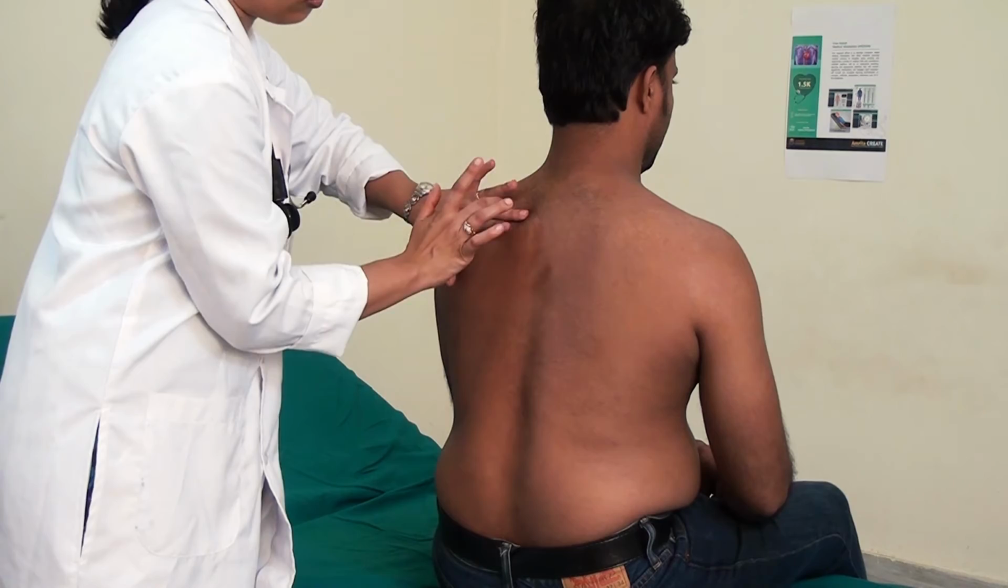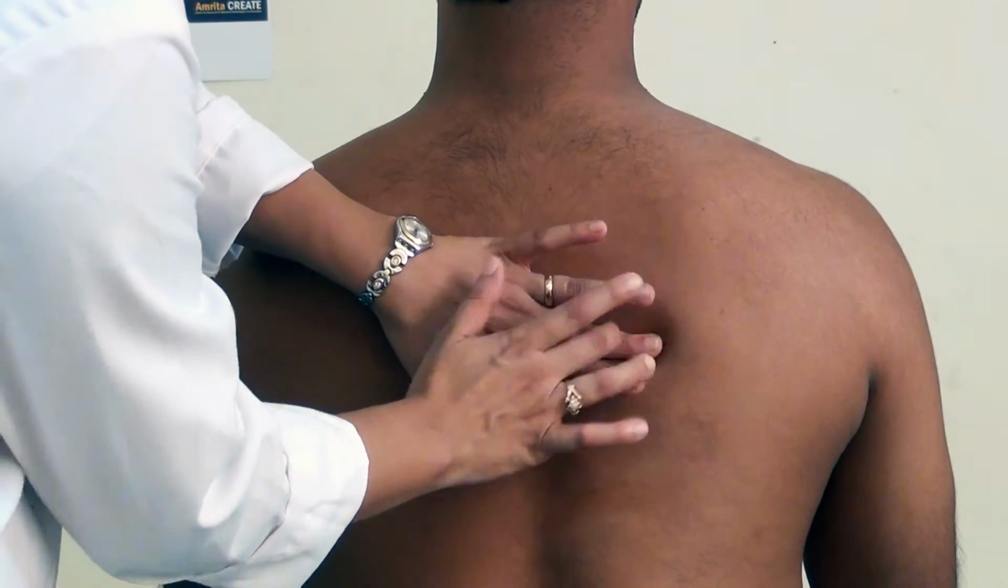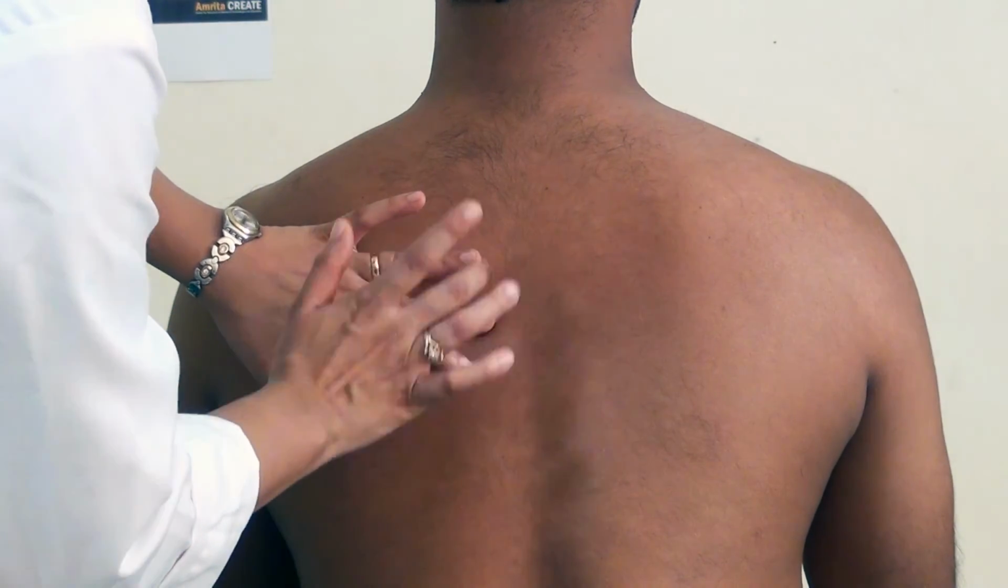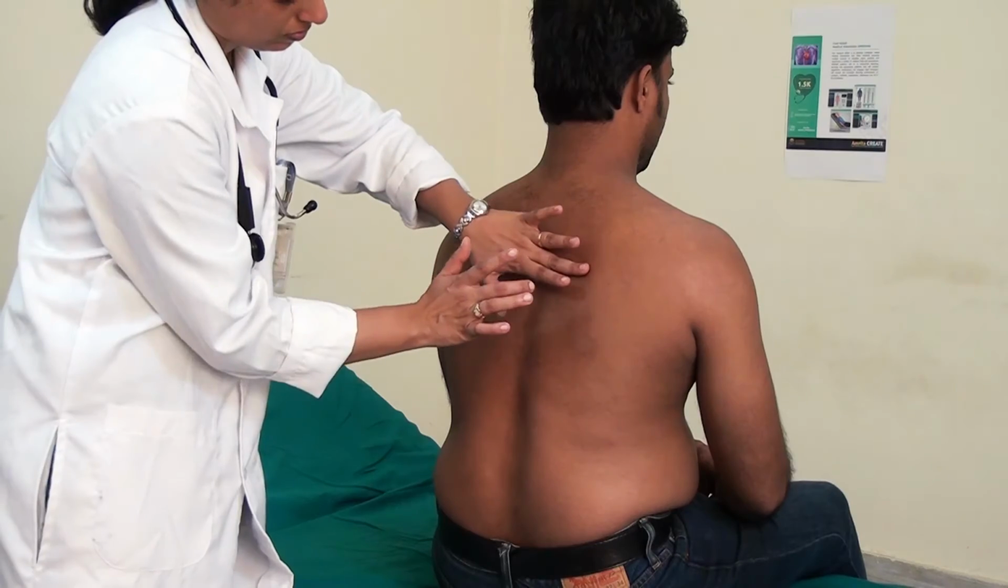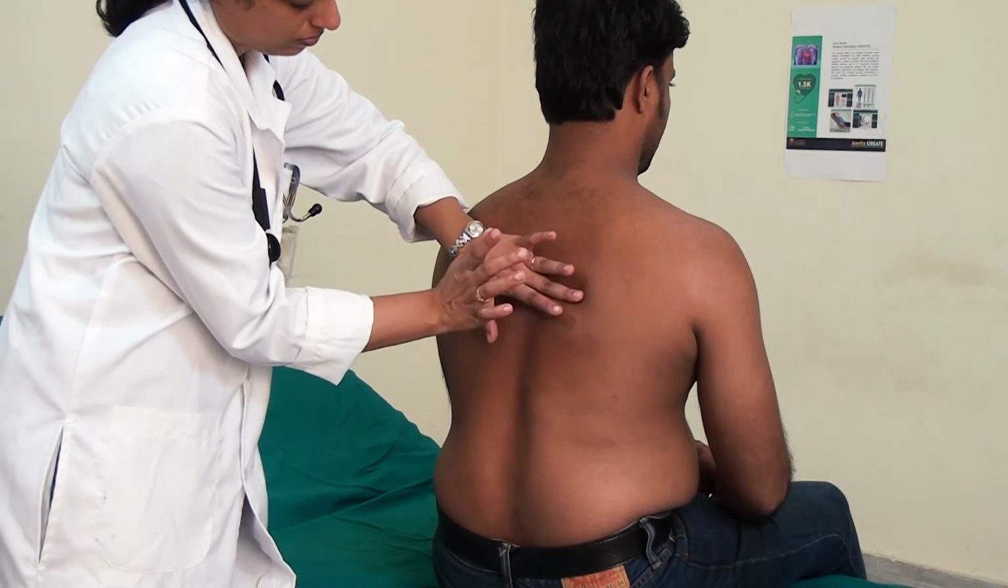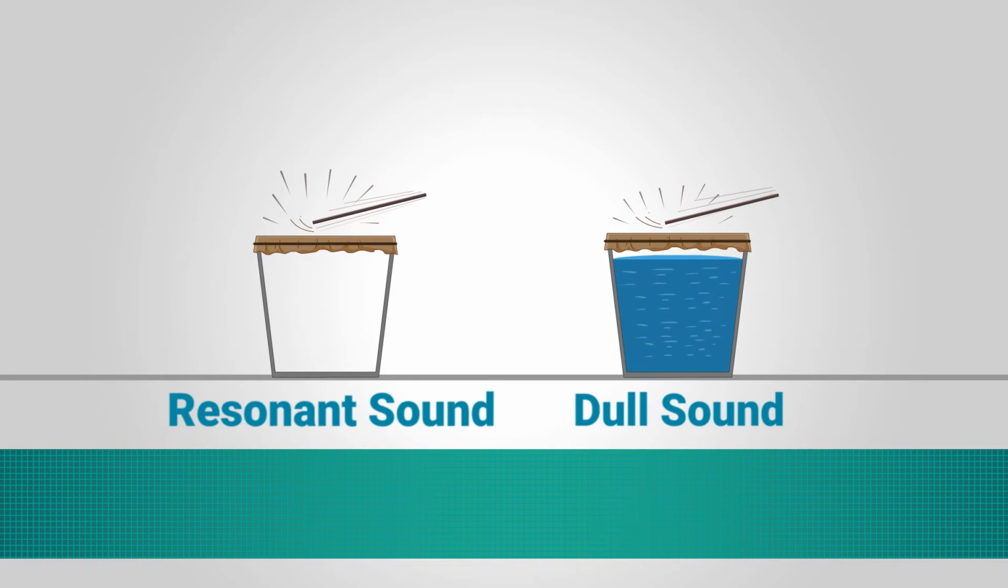Compare one side to the other. When percussing over the chest and back, move back and forth across the thorax in a systematic fashion, comparing one side of the body to the other. There are two sounds to listen for while percussing. Resonant sound, dull sound.